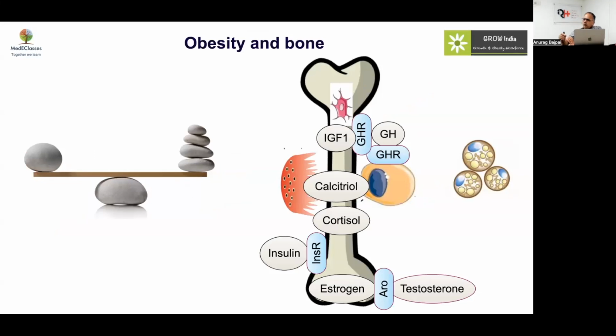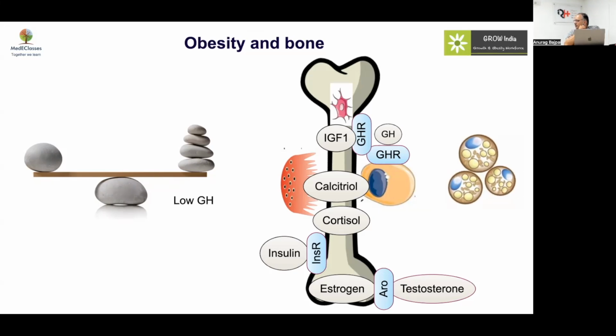So now, which hormones are affected in obesity? We talk about them as a physiological change which happens. So what happens to growth hormone in obesity? The growth hormone level will be high. So growth hormone resistance with high growth hormone. No, low growth hormone, sorry. Obesity is associated with low growth hormone.